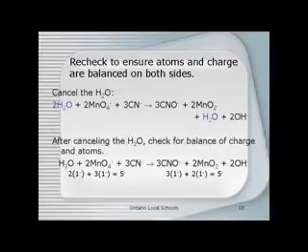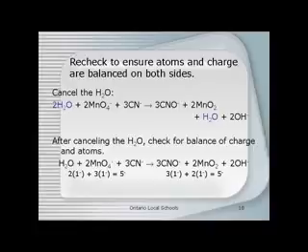After combining the 2 H plus and the 2 OH minus on the reactant side, we have 2 water molecules on the reactant side. We have 1 water molecule on the product side. We can go ahead and cancel out the 1 on the right and reduce the 2 water molecules on the left-hand side to 1, so that when we have done that, we will end up with H2O plus 2 MnO4 minus plus 3 CN minus will yield 3 CNO minus plus 2 MnO2 plus 2 OH minus.